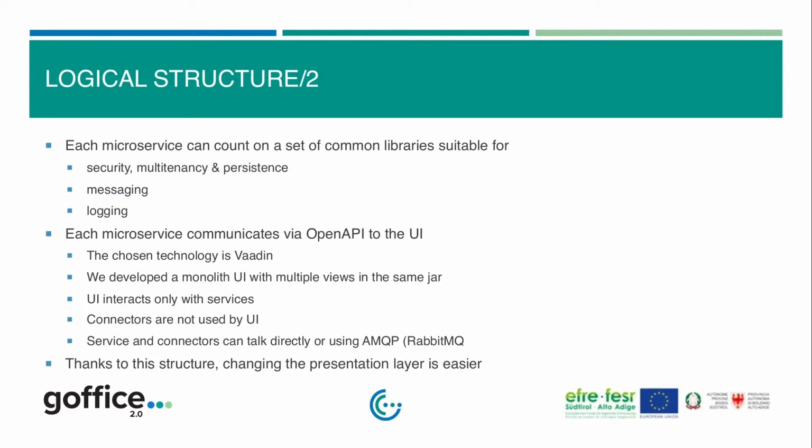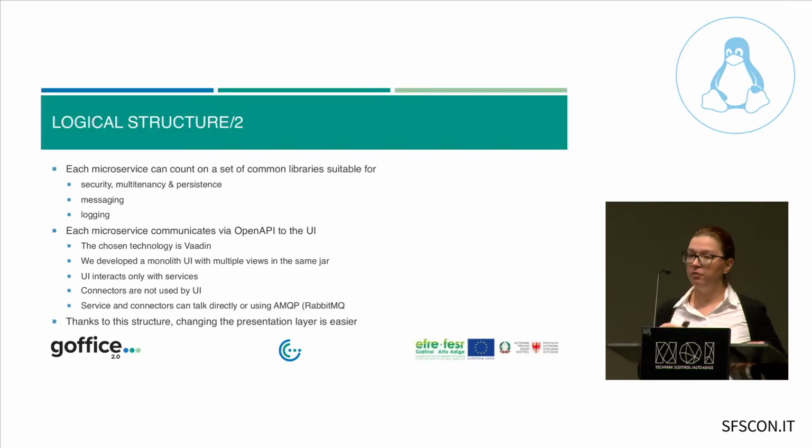The connectors, so the out of domain ones, are not used directly by the UI, and the UI interacts only with services. And connectors and services can communicate synchronously or asynchronously using RabbitMQ. If in future we decide to use another user interface technology, we can throw it away and implement another technology like Angular.